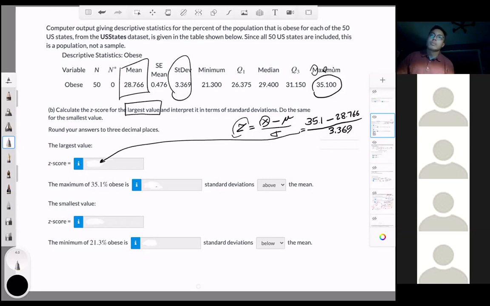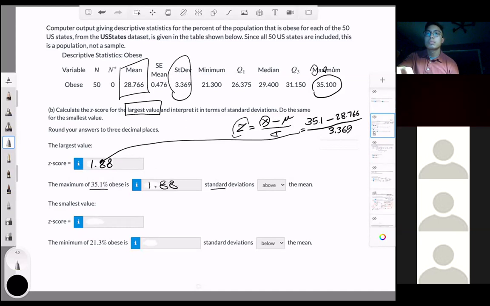So this gives me the z-score. What do we get if we do this? 1.88. What does it mean? So the maximum, 35.1% obese, is 1.88 standard deviations above the mean. So here's above the mean. Does that make sense? Yes.